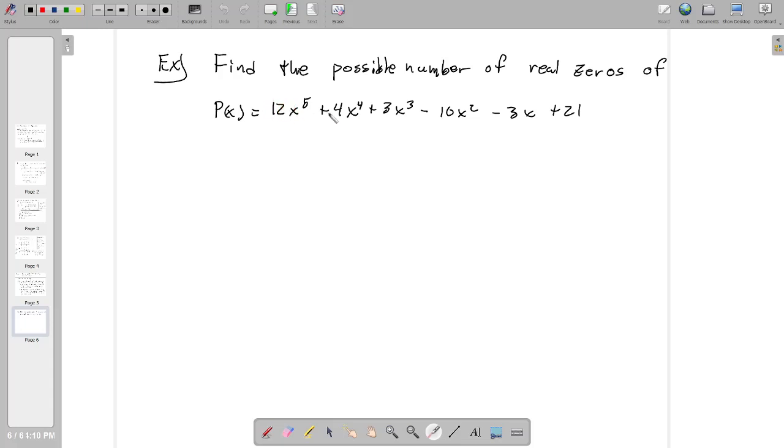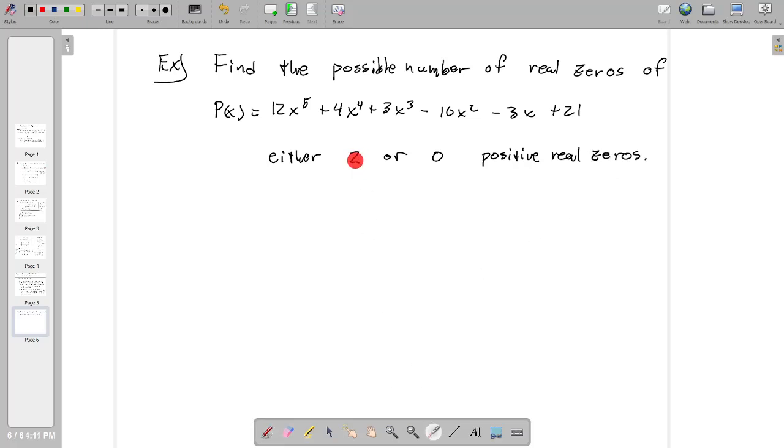So positive sign, so there's 0 sign changes so far. Positive sign, here's a sign change. It changes from positive to negative. So 1 sign change. Negative to negative is no sign change, and then negative to positive is a second sign change. So we have either 2 or 0 positive real zeros.